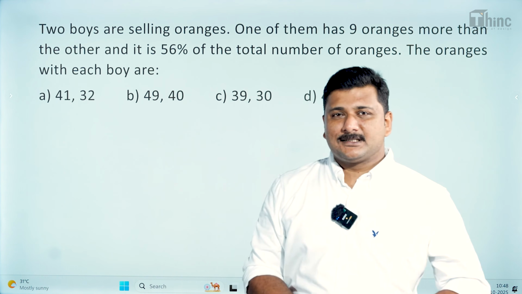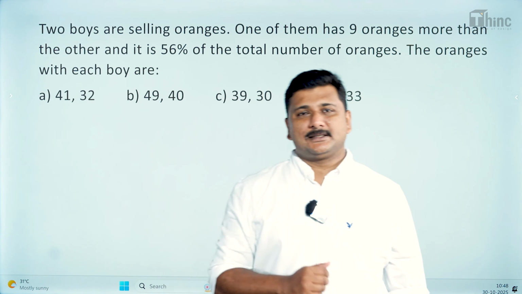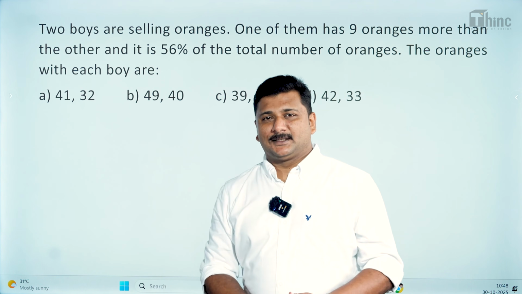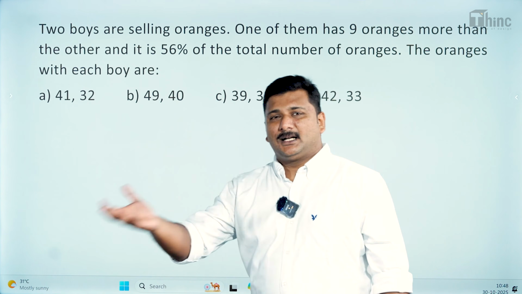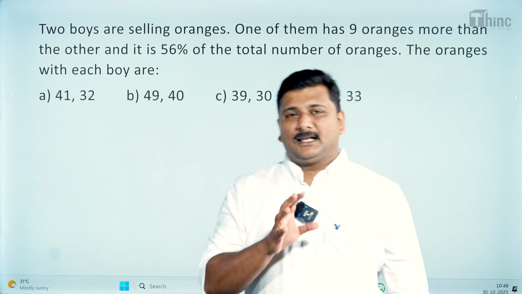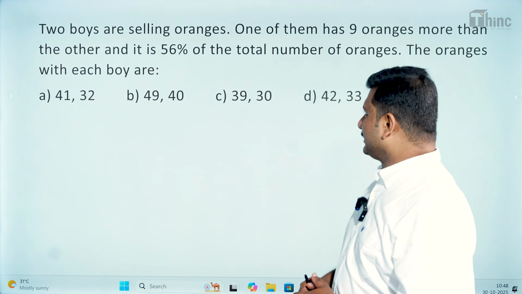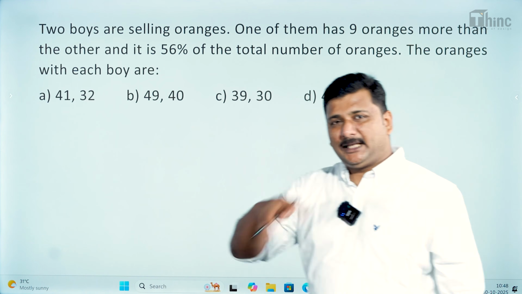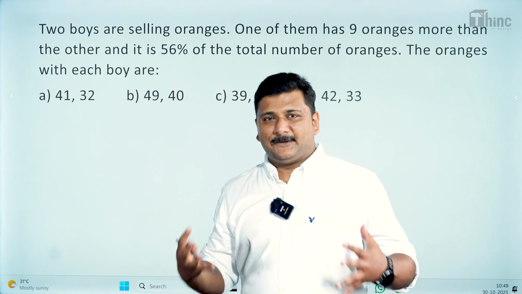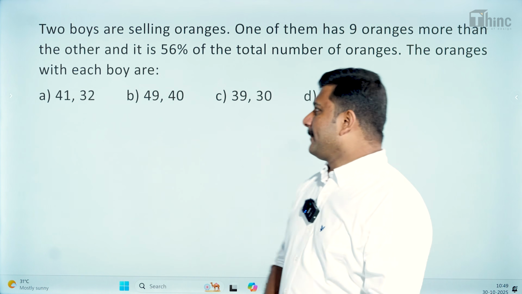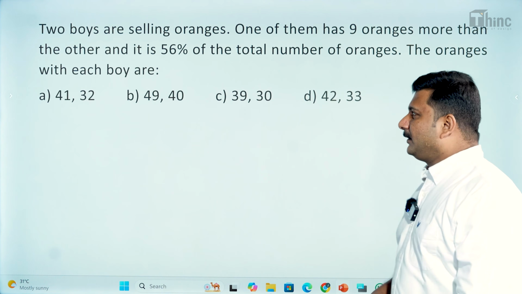So, there are two pieces of information in the question. There are two boys. One of them has 9 more oranges than the other boy. So, if one boy has some oranges, the other boy has 9 more than that. And he has 56% of the total, right? So, the boy who holds 9 more oranges than the other boy has 56% of the total oranges with him. And we need to find out the number of oranges with each boy.